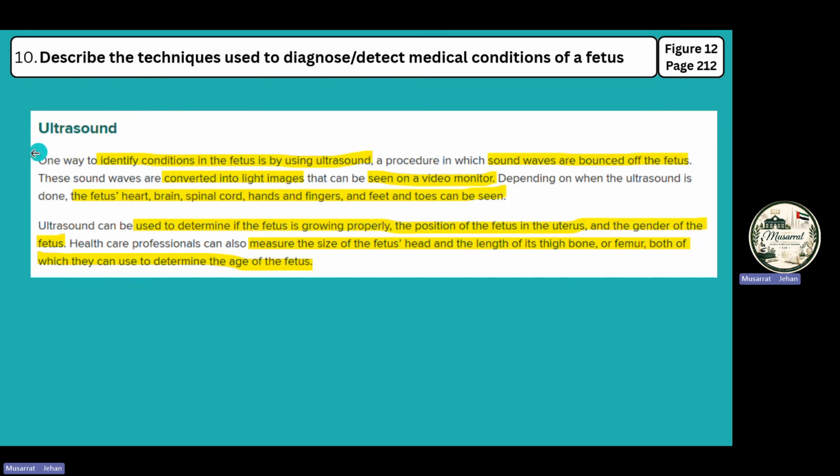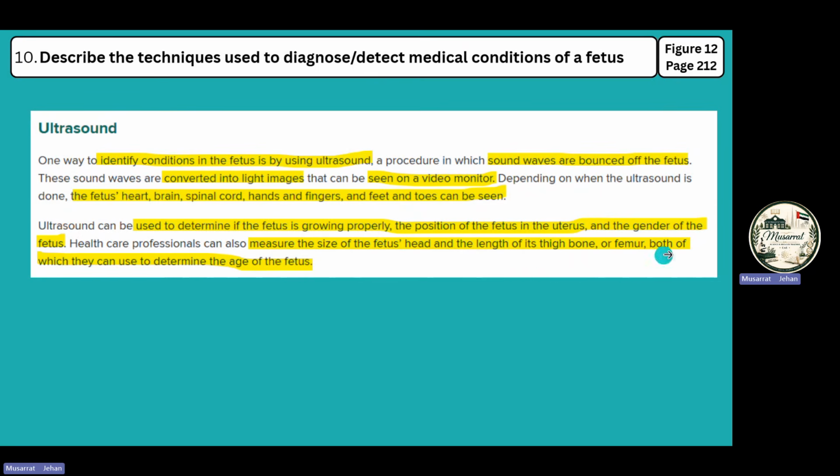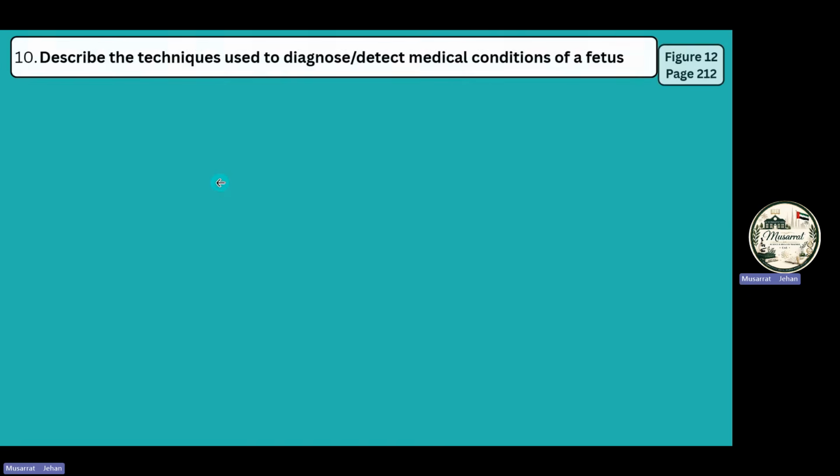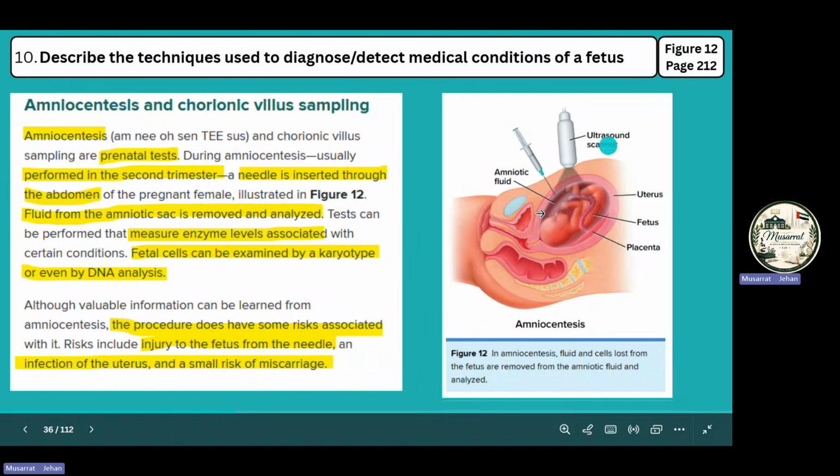So we can see it with the help of ultrasound. It can measure the size of the fetus head and length of the femur bone. So this is what ultrasound does. Then we have another one, which is in your figure 12.